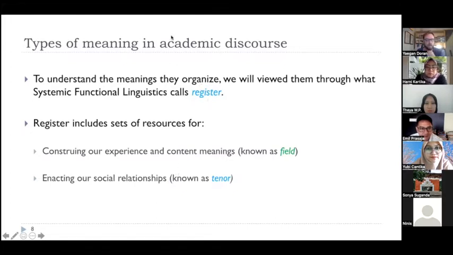And there's a number of different aspects to register. I'm going to do two. Register includes sets of resources for organizing our experience and content meanings, so organizing the world around us, which is known as field, or resources for organizing our social relationships, known as tenor. So I'm going to use terms or concepts from field and tenor today, and I'll explain them as we go.